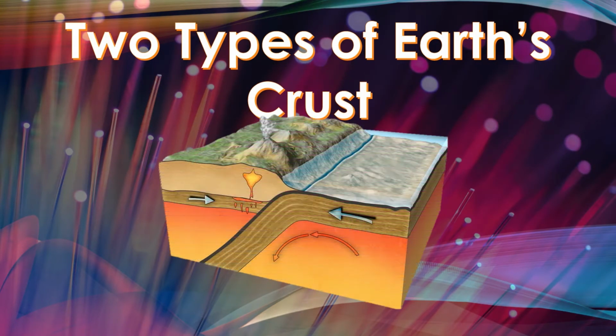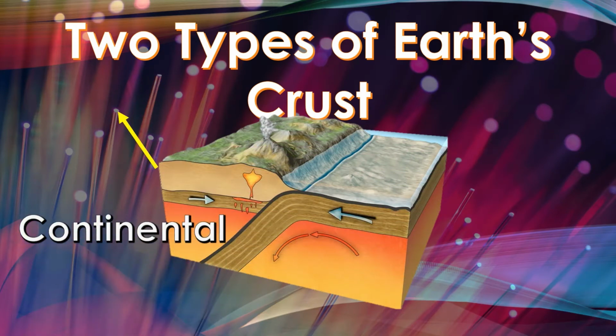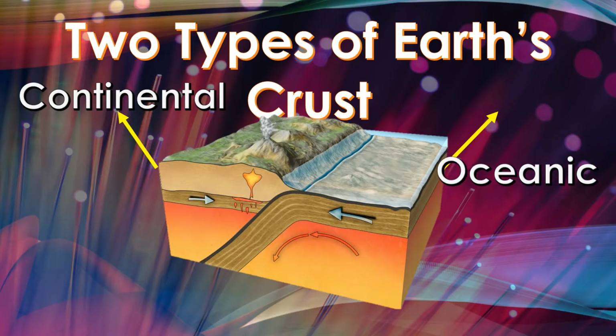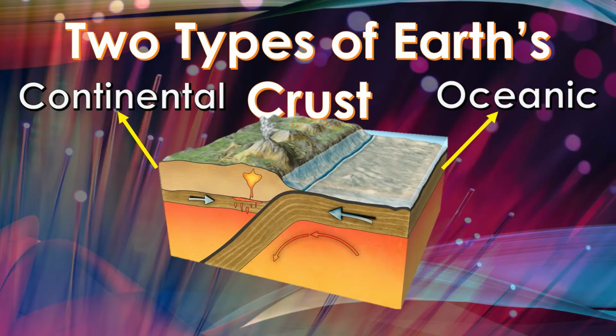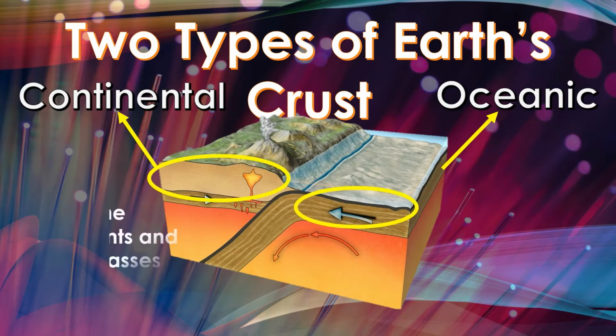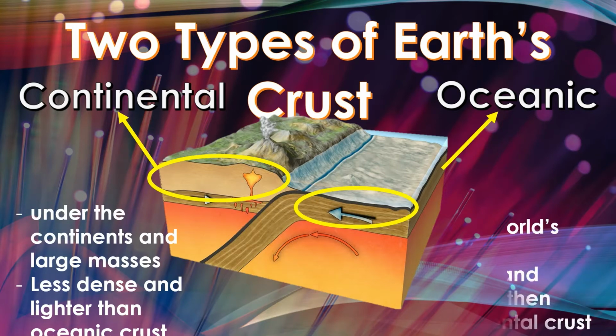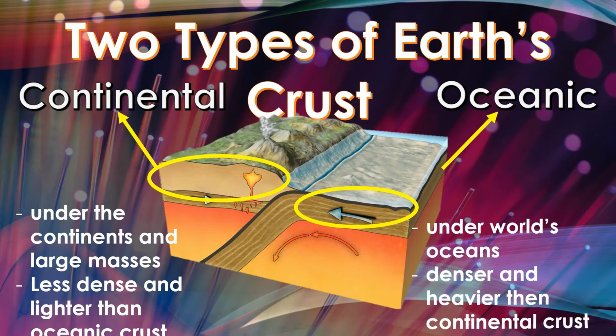The first one is what we call continental, and the other one is oceanic. Continental is that under the continents and other large land masses like Greenland and Madagascar. The other one is under the world's oceans. Continental is said to be less dense and lighter than oceanic crust, while the other one is said to be denser and heavier than the continental.